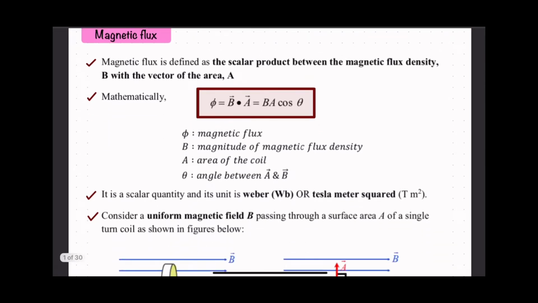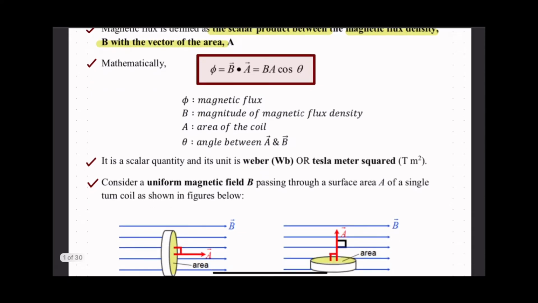Magnetic flux is defined as the scalar product between the magnetic flux density B and the vector of area A. Mathematically, we can rewrite it as flux phi equals B dot A, where the dot product is considered as BA cos theta. Phi, the symbol of phi, is magnetic flux. B is the magnitude of the magnetic flux density. A is the area of the coil, and theta is the angle between vector area A and B. It's a scalar quantity and its unit is Weber or Tesla meter squared.